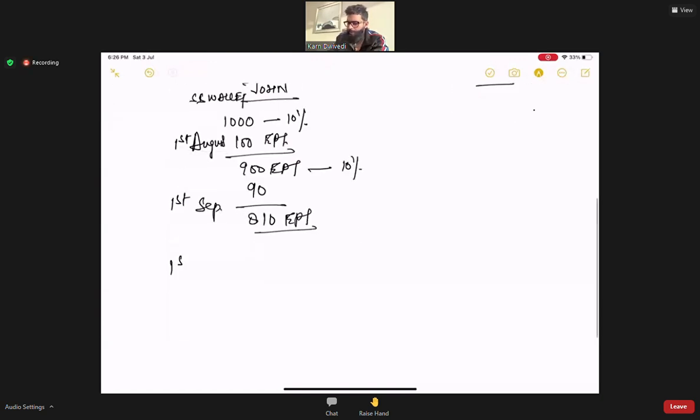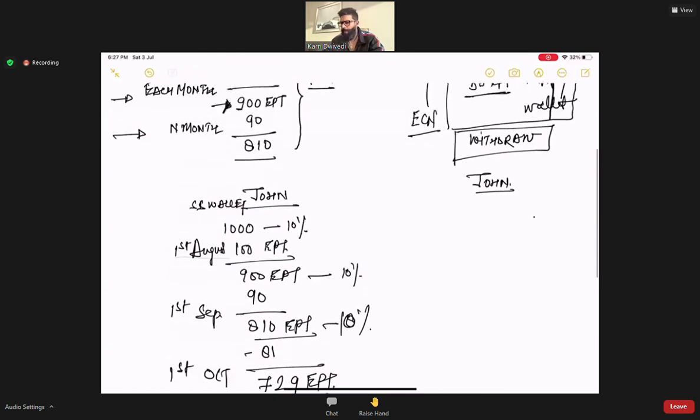Let's say 1st of October, he can withdraw 10% of it, right? That is 81 EPT. That will leave him with 729. The balance will be 729 EPT. And this will carry on, this will go on this way, right?